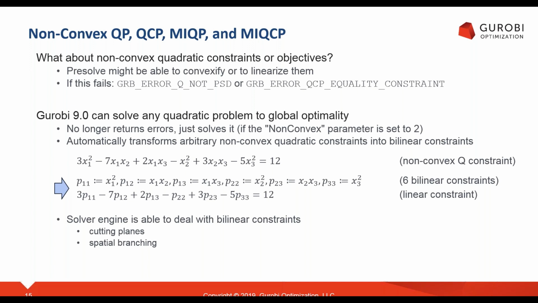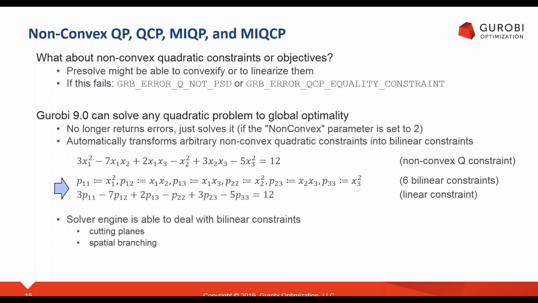Now Gurobi 9.0 can just solve those models, independent of whether the constraints or objectives are convex or not. The only thing that you need to do is to set this NonConvex parameter to the value 2. So, and what will it do then?